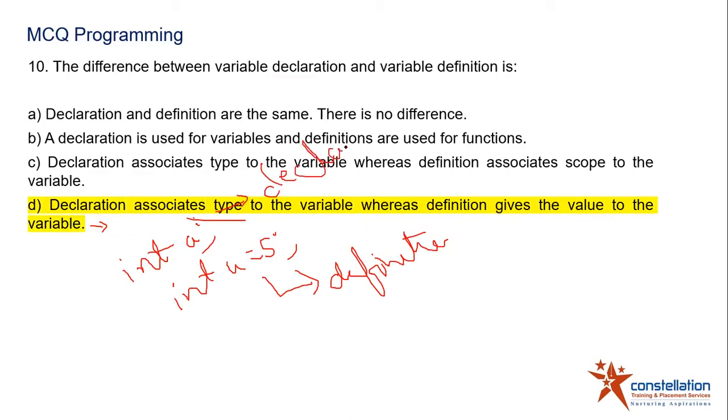So not necessarily if you feel confident about something, then go for it. Most of the time when I give these three options, people end up marking C as the right option because they feel this might be true, but this is not true. The correct option is this one: declaration associates a type to the variable, whereas definition gives the value to the variable. That is what definition means. The same thing applies to function declaration and function definition as well. So that was the correct option.